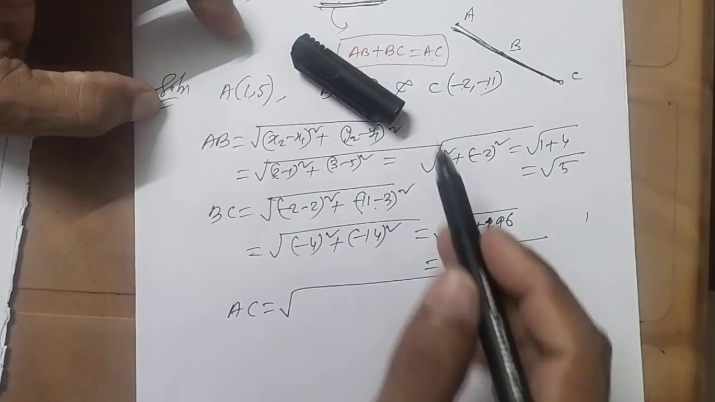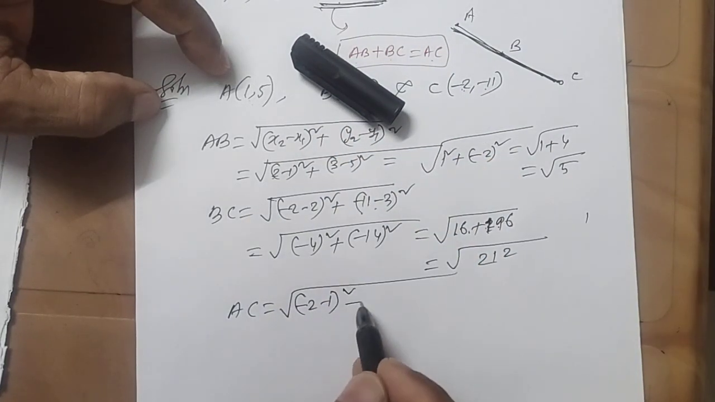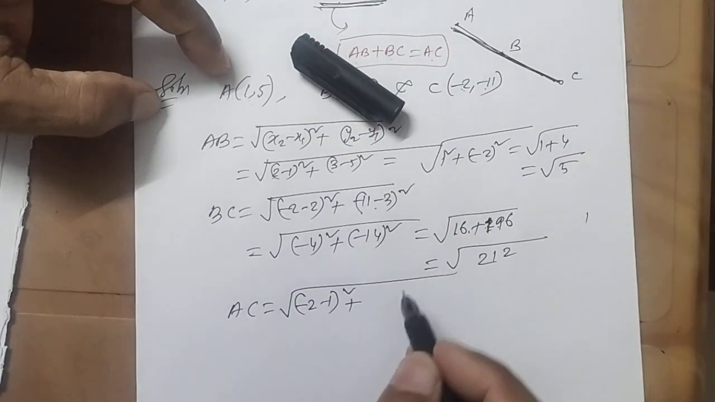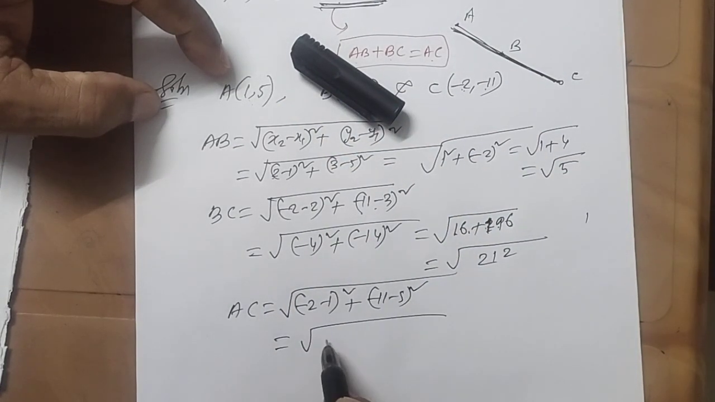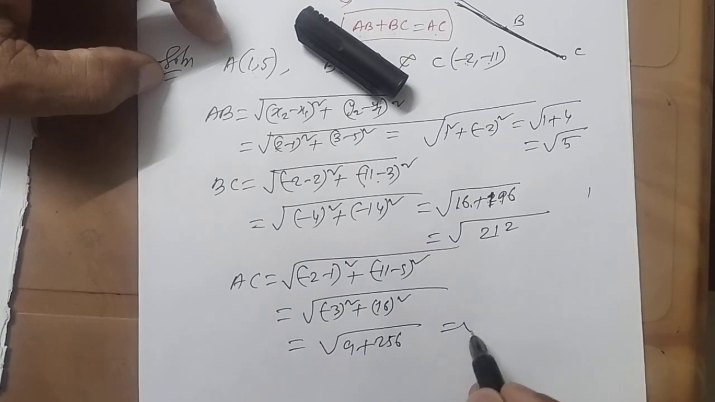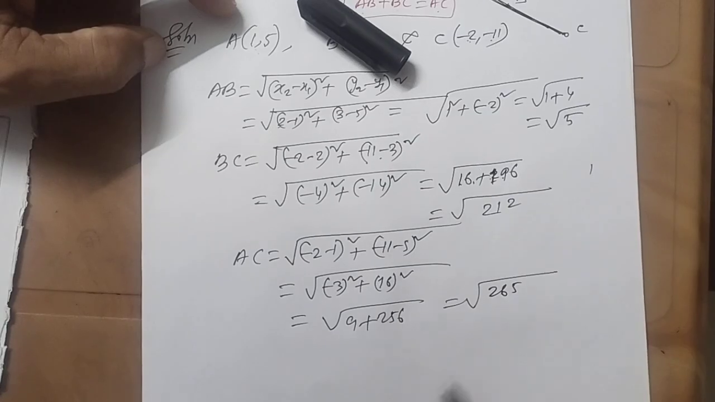Then AC we have to find again, from A to C. Don't forget about B now. From A to C: (-2 minus 1) whole square and (-11 minus 5) whole square. How much is it, you see? Minus 3 square and minus 16 square. 3 square is 9, 16 square is 256. So 256 plus 9 is 265. So this is AC.